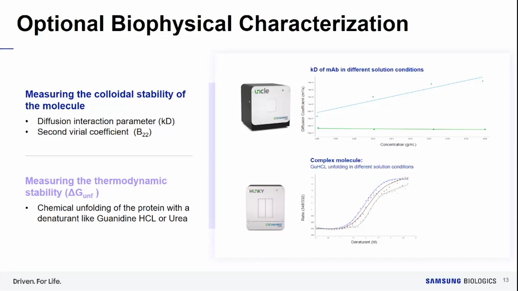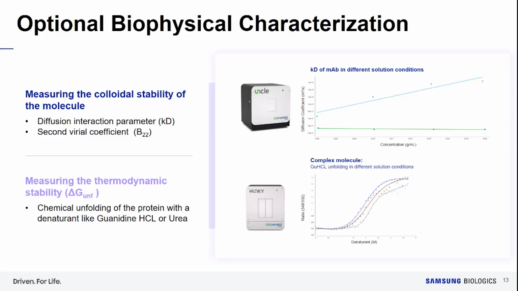There are some optional biophysical characterizations that can be performed at SBL that are not part of the typical developability assessment. However, in discussions and communication with the client, if it's desired, we can perform some additional characterization. For example, we can evaluate the colloidal stability of the molecule by measuring the diffusion interaction parameter, or KD, or the B22, the second virial coefficient. And we can also measure the thermodynamic stability by chemical unfolding, using a denaturant like guanidine or urea.